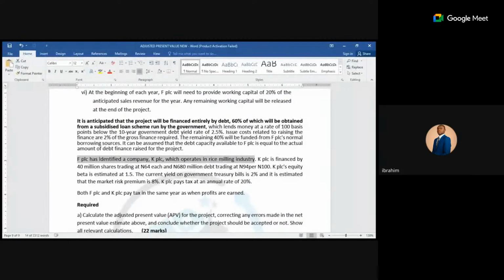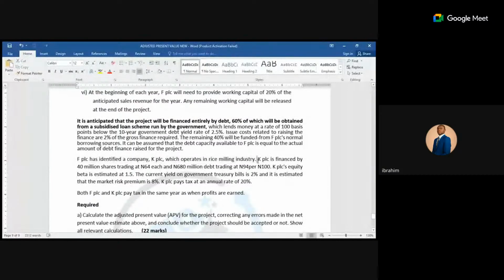I always want to analyze, most especially under adjusted present value, every paragraph. They are very important under adjusted present value. So that is the reason why I always want to analyze it one after the other to understand the examiner's points.